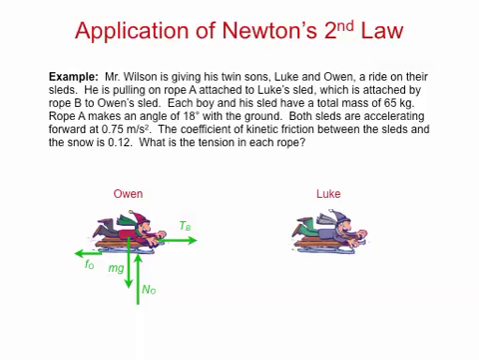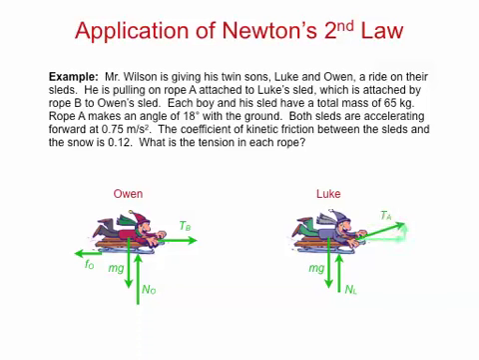Now let's consider Luke. Gravity exerts a downward force on him as well, and the snowy ground also exerts an upward normal force. Notice that I made the normal force vector on Luke shorter than the one on Owen. That's because the normal force on Luke is weaker than the normal force on Owen. We'll see why shortly.